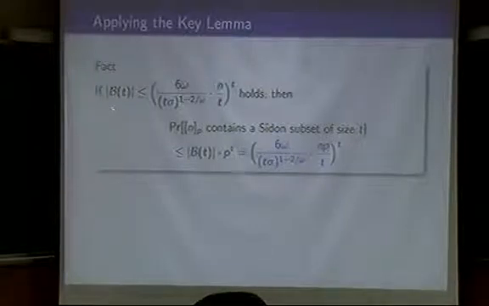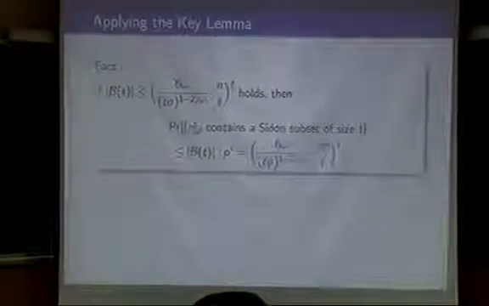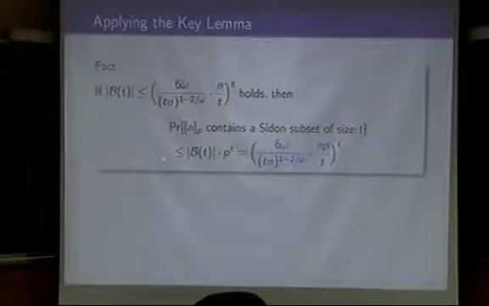So if the cardinality of B of T is smaller than that, then the probability that NP contains a Sidon subset of size T is less than or equal to the cardinality of B of T times P to the T. This is based on the first moment method, or union bound, or Boole's inequality. This is a usual trick in the probabilistic method in combinatorics.